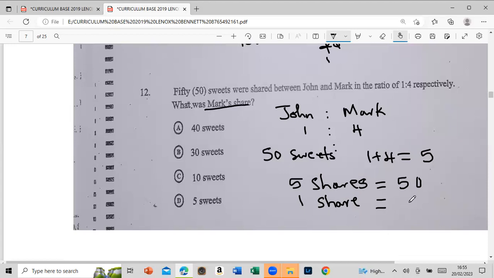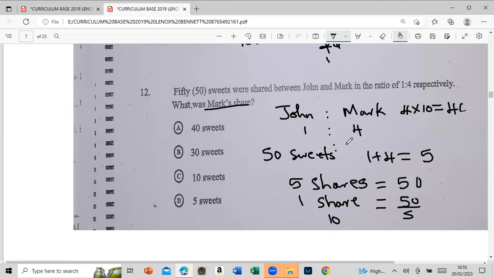Alright, so that is equal to 10, which is 50 divided by 5. So 1 share is equal to 10. So Mark's share is 4, so we simply say 4 times 10. So that is equal to 40. So Mark's share would be 40.